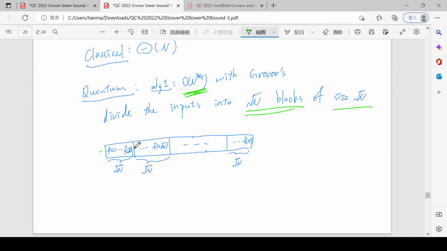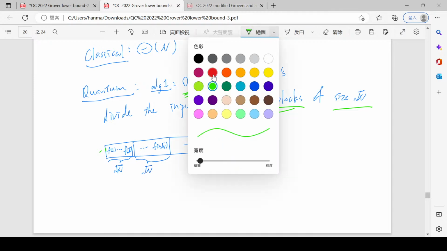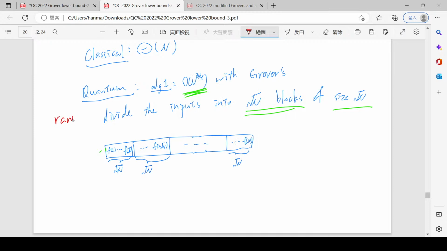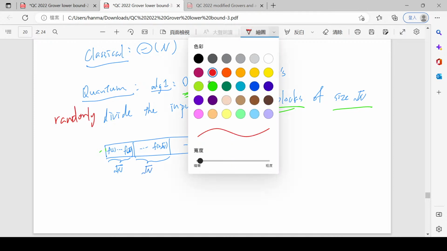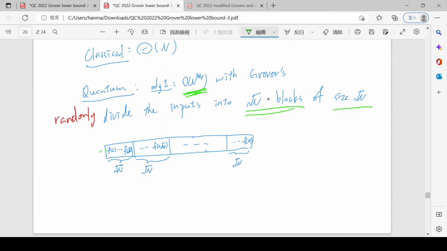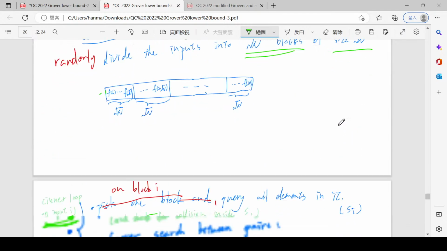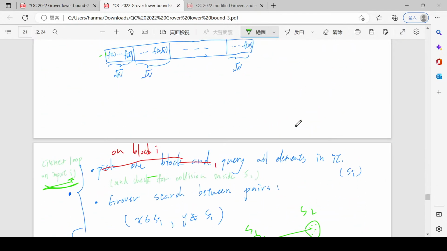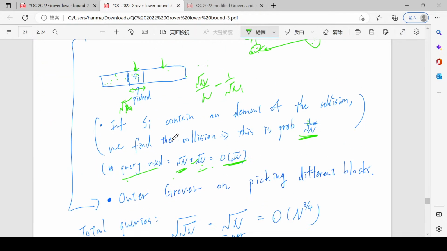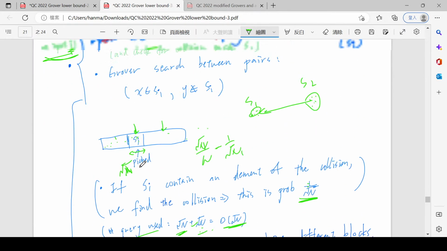So first we randomly divide our elements into square root n blocks of size square root n. So just pick square root n items here, square root n items, etc. And so it's a recursive Grover. So we have an inner loop and an outer loop.